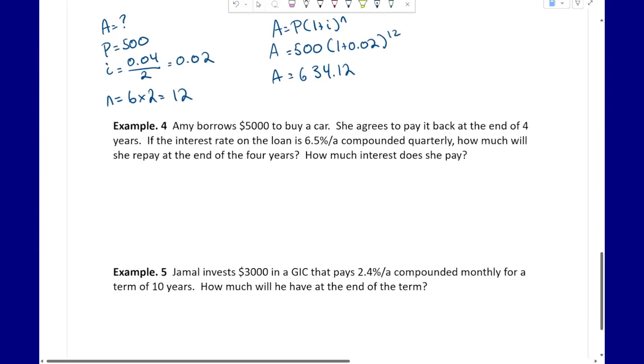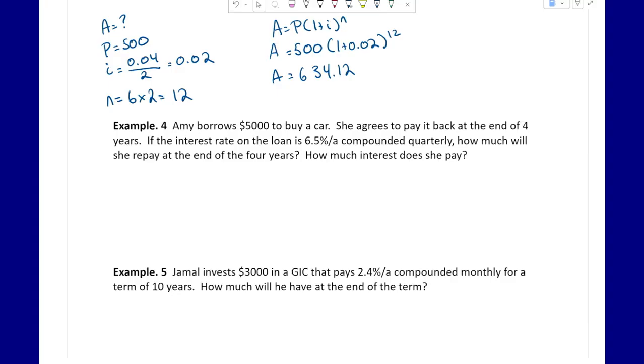Example 4, Amy borrows $5,000 to buy a car. She agrees to pay it back at the end of 4 years. If the interest rate on the loan is 6.5% per annum, or /A, compounded quarterly, how much will she repay at the end of the 4 years? How much interest does she pay?